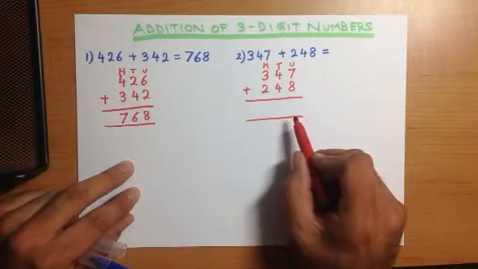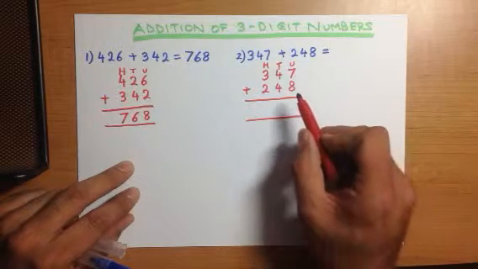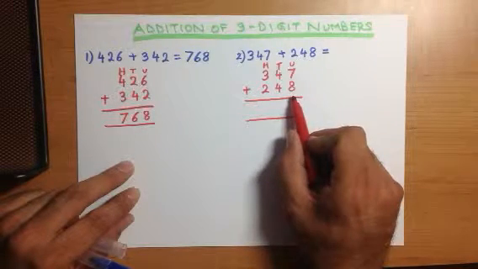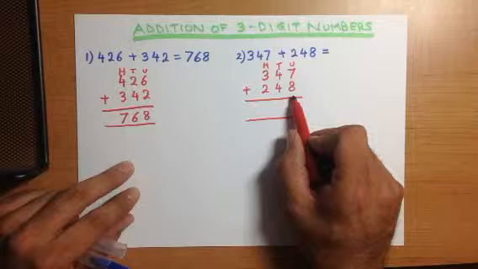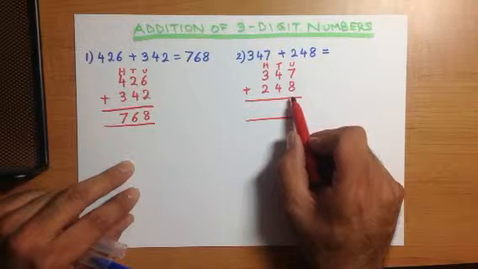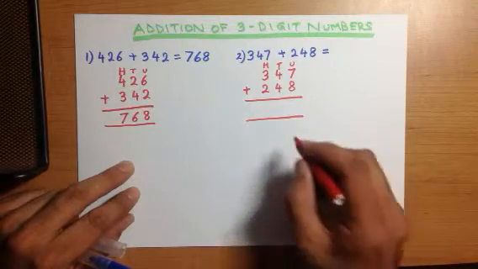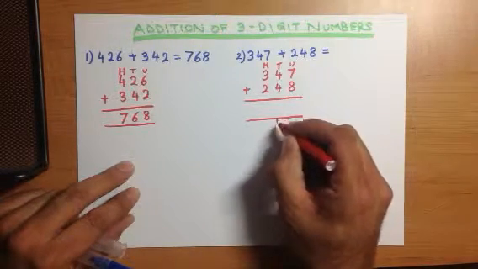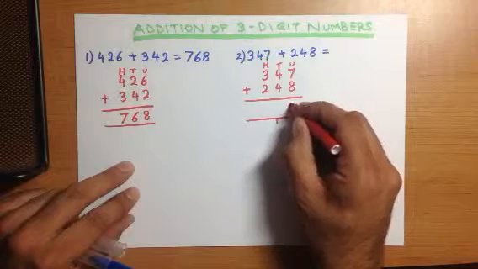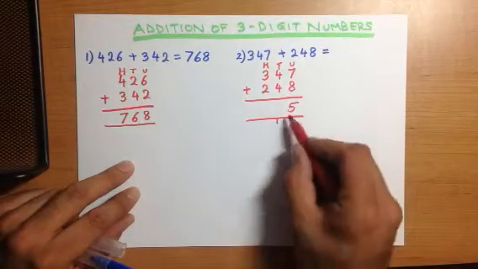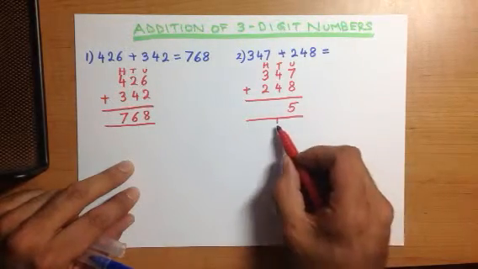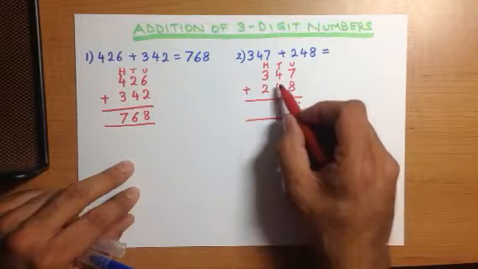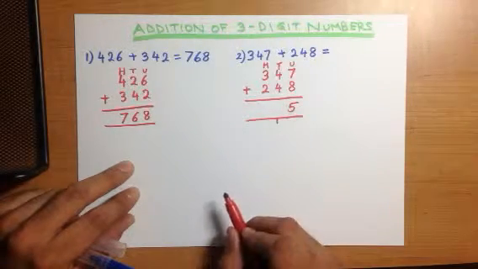Starting, as we always do, on the right hand side, the units column. What is 7 plus 8? That's right, it is 15. How do we write this down? We put the 1 here, and we put the 5 here. 15. And don't forget, the 1 becomes part of the tens column.